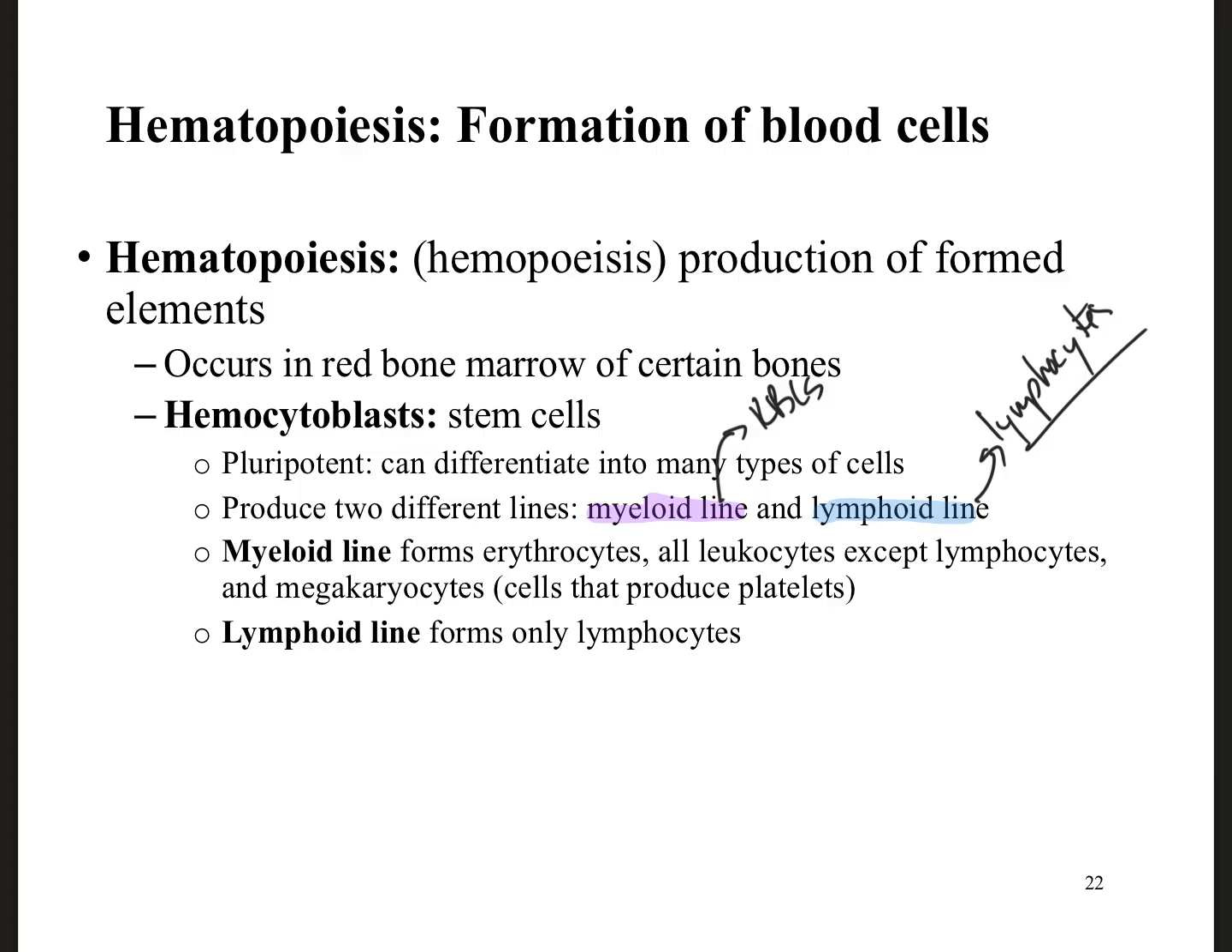The myeloid line gives rise to erythrocytes, all the leukocytes except for lymphocytes, and the megakaryocytes. Megakaryocytes are the cells that produce platelets. Does that make sense? The lymphoid line only produces lymphocytes. Okay?